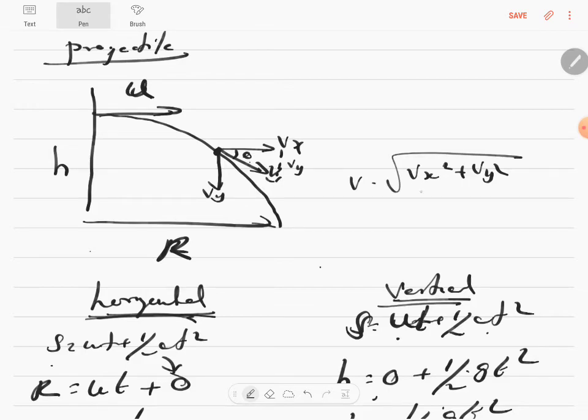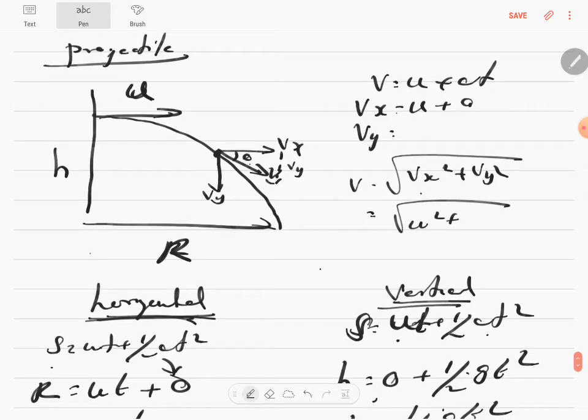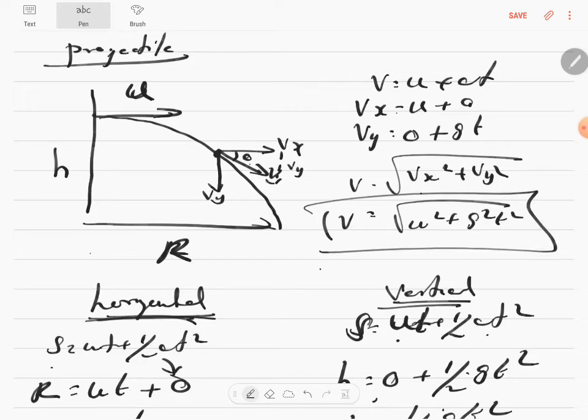What is Vx? V is equal to u plus at. In Vx, meaning the horizontal component, I have initial velocity but gravity is 0, so this becomes u square. Vy is u plus at, which is vertical. U is 0 but I have gravity, which is gt, so g square t square. Thus the velocity at any instant is root of u square plus g square t square.